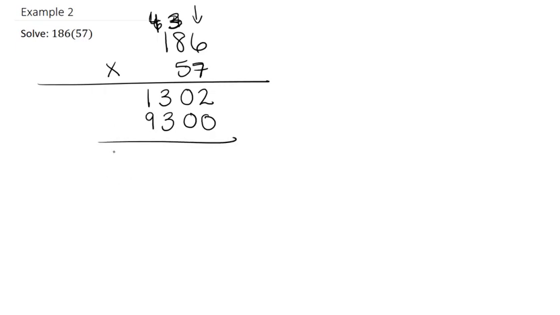Now we can go ahead and add together as we're done multiplying. 2 plus 0 is 2. 0 plus 0 is 0. 3 plus 3 is 6. 1 plus 9 is 10. So we get 10,602 as our answer. Now let's look at a last example.